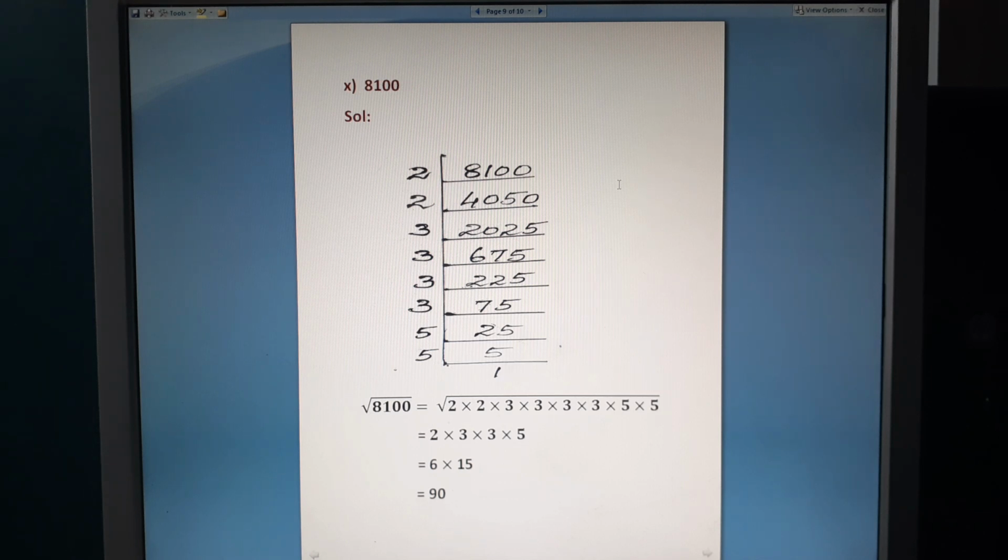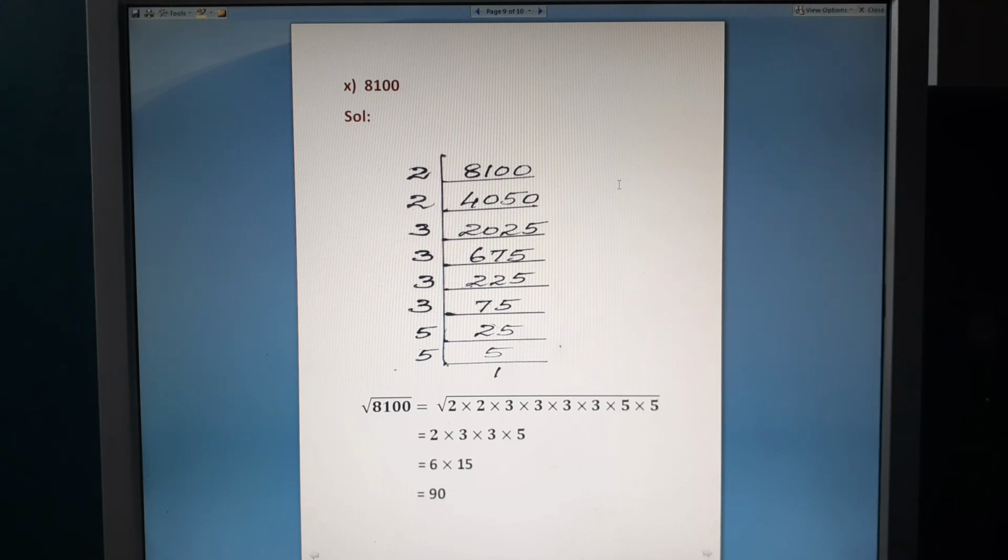10th one, 8100. See the solution. 8100 by 2 is 4050. 4050 by 2 is 2025. 2025 by 3 is 675. 675 by 3 is 225. 225 by 3 is 75. 75 by 3 is 25. 25 by 5 is 5. 5 by 5 is equal to 1.